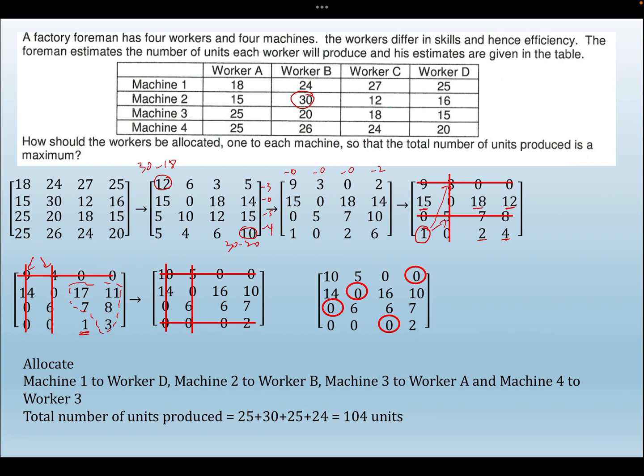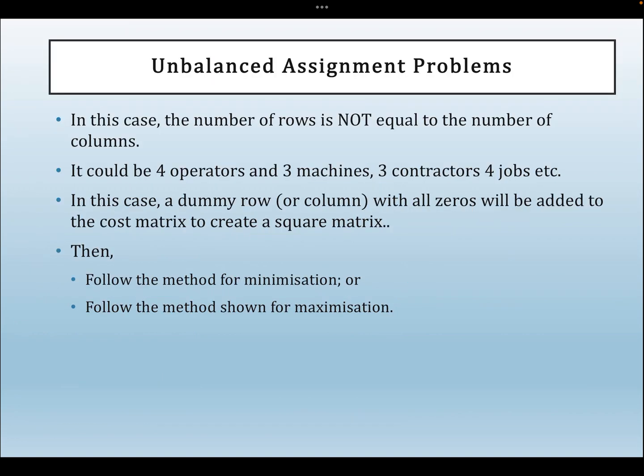So it is fairly straightforward. Once you know how to do your minimization, all you need to do is add an extra step, which is, for maximization, locate the largest number in the cost matrix and subtract every single element from that number. What about the unbalanced assignment problem?